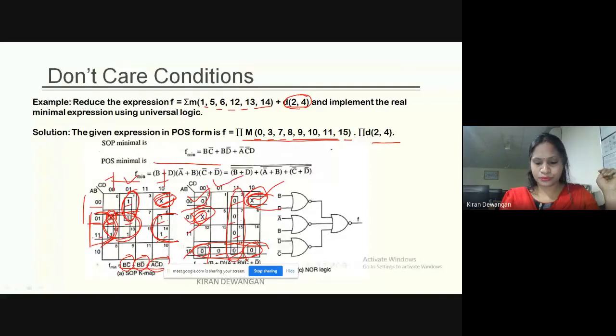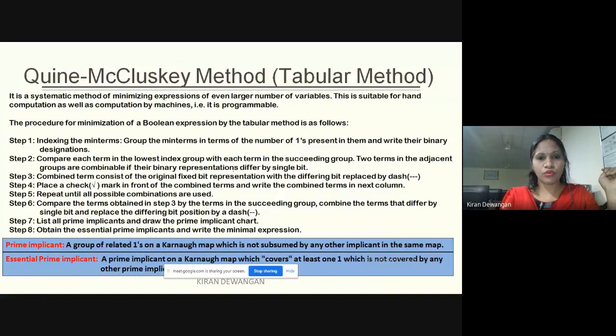Yes, ma'am. Okay. Now we are moving on to another important method. I'll explain these steps while we are doing the example. I'm not going to explain these steps right now. We'll do it with an example, because just reading this is not effective.